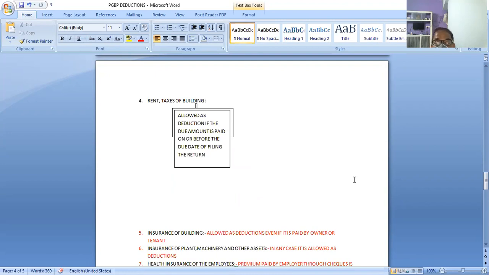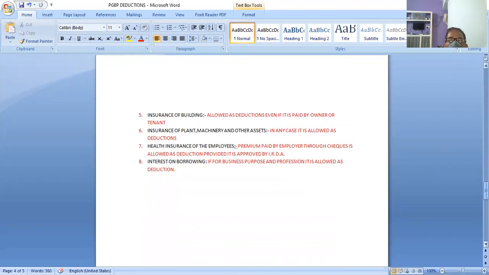If you do not pay by the due date of filing, that is not allowed as deduction. Remember, suppose the due date of filing the return is, let us say, June 30th. If you have not paid rent and taxes by June 30th and you pay in July, that is not allowed as deduction. If you pay before June 30th, then only that deduction can be allowed. That is in case of rent and taxes of building. So you have to pay the amount before the due date of filing the return. If it is paid after the due date, deduction is not allowed. Okay? Next.